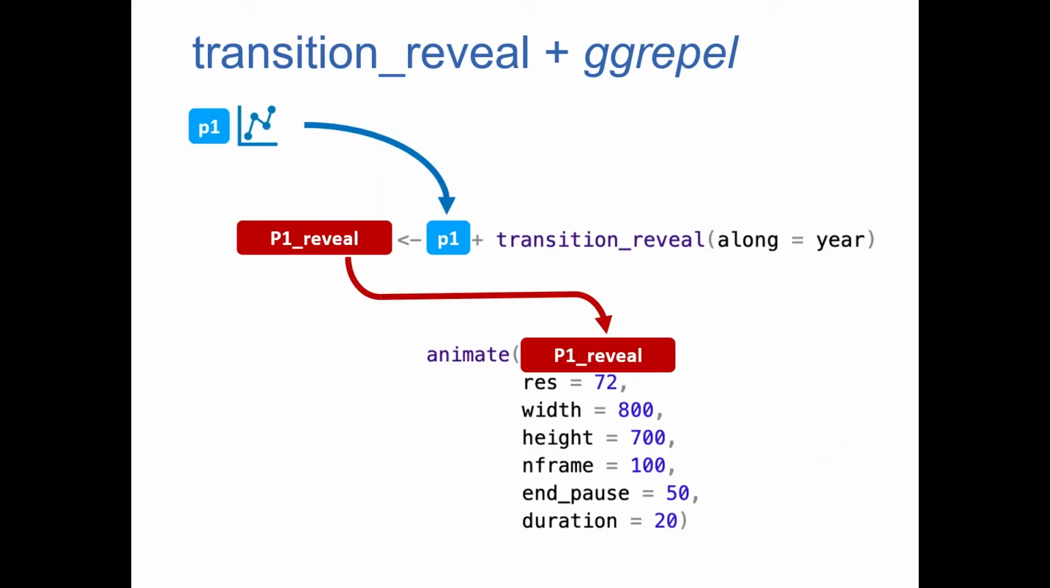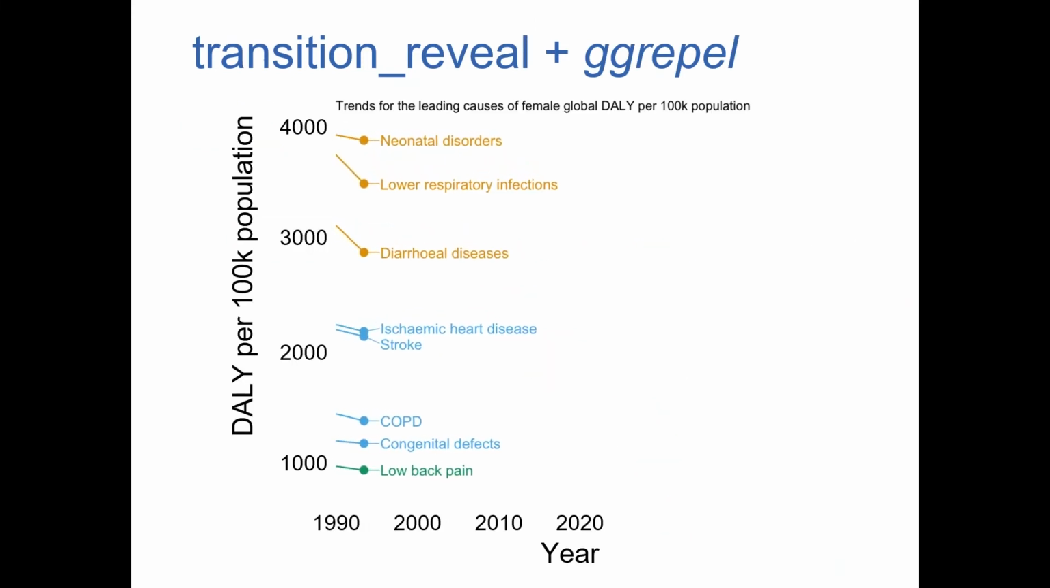So I had my ggplot. I then added one line of code, transition_reveal, and moved it along here. Got a new plot object, and put that into the animate function. There you can set the resolution, the width and the height, how many frames you want, how long you want it to pause at the beginning and the end of the GIF, and also the duration. And what I got was this object over here.